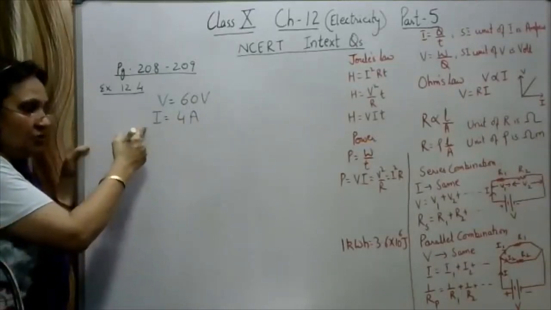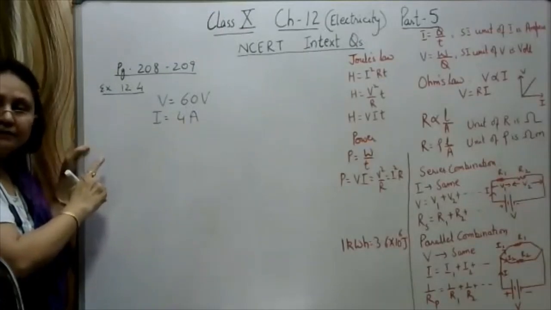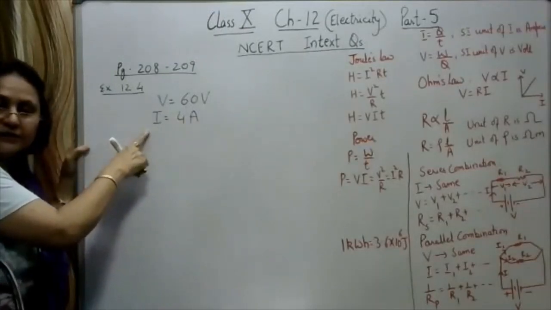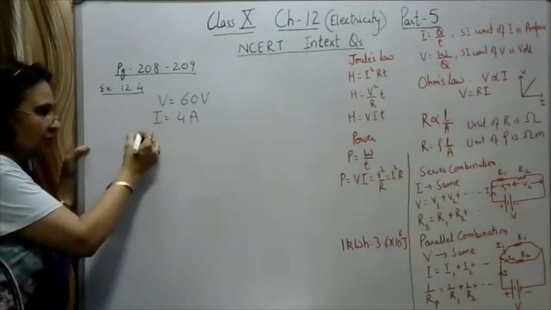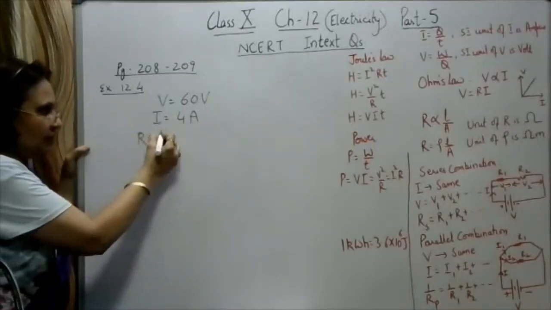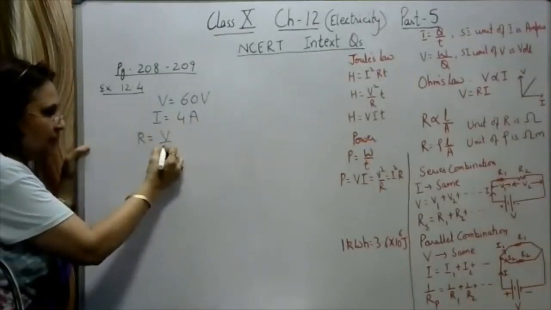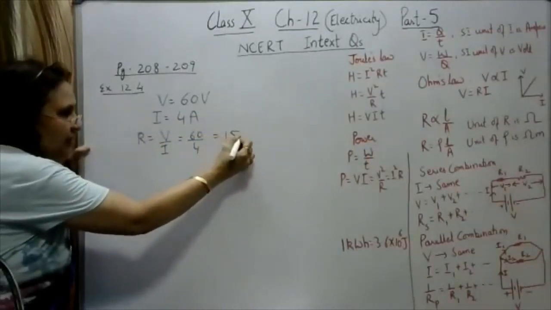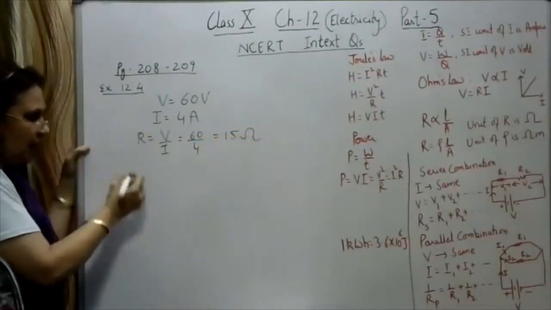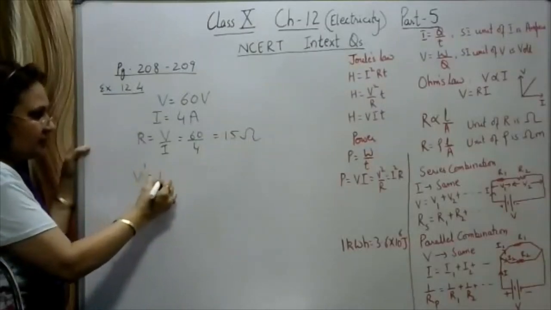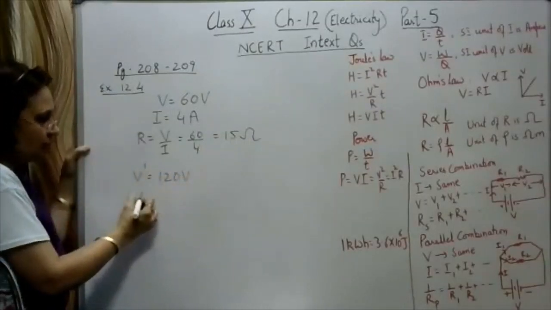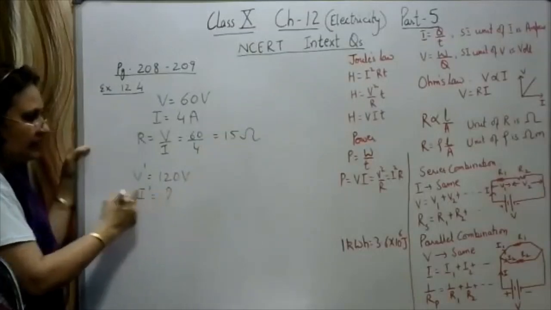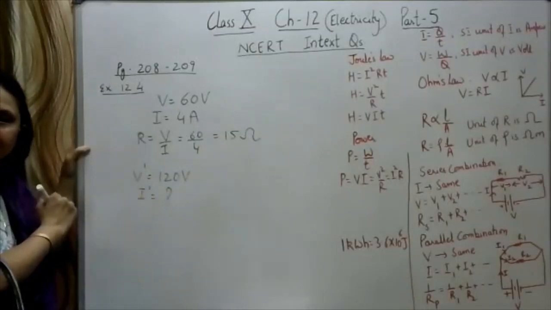The resistance of that conductor will remain constant. So using these two values, we'll find out the resistance. R is equal to V upon I, that is 60 upon 4, which is equal to 15 ohms. Now if the potential difference is increased to 120 volts, you have to find out the current. Let the current be I dash. Here you have to determine I dash.